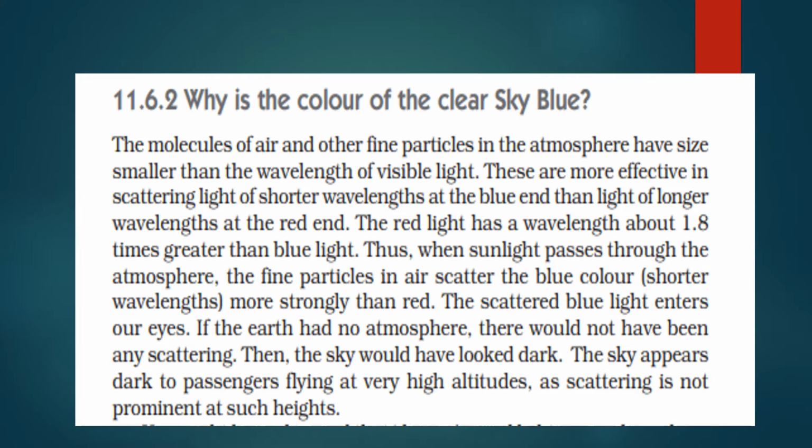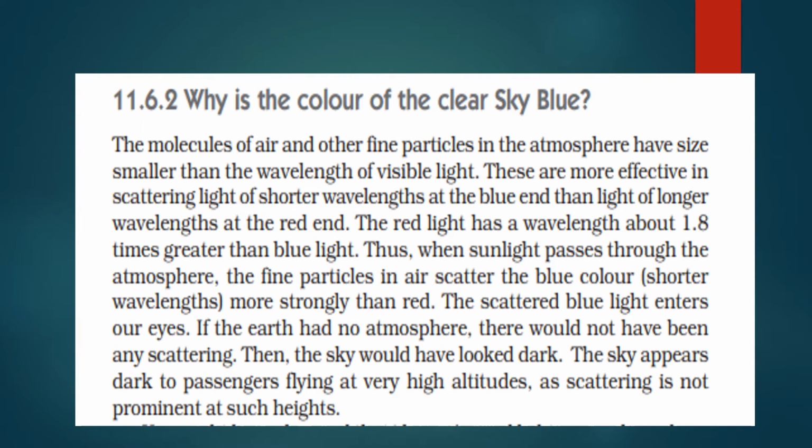Thus, when sunlight passes through the atmosphere, the fine particles of air like oxygen molecules and nitrogen molecules scatter the blue color, which consists of the shorter wavelength, more strongly compared to the red. The scattered blue light enters our eyes. If the earth had no atmosphere, there would not have been any scattering. Then the sky would have looked dark. The sky appears dark to passengers flying at very high altitude, as scattering is not significant at such height.